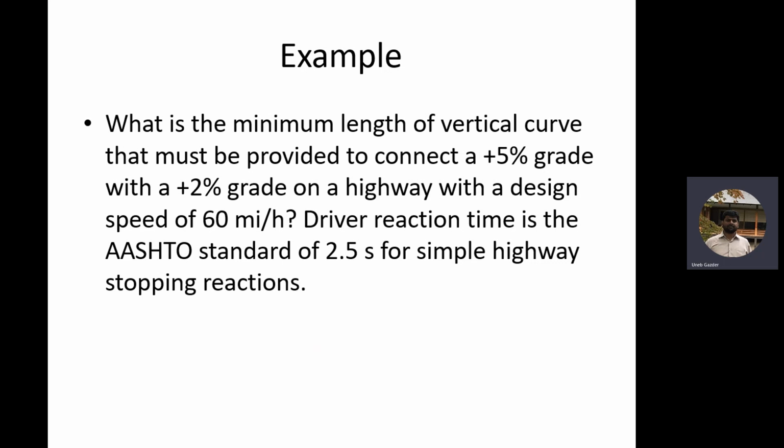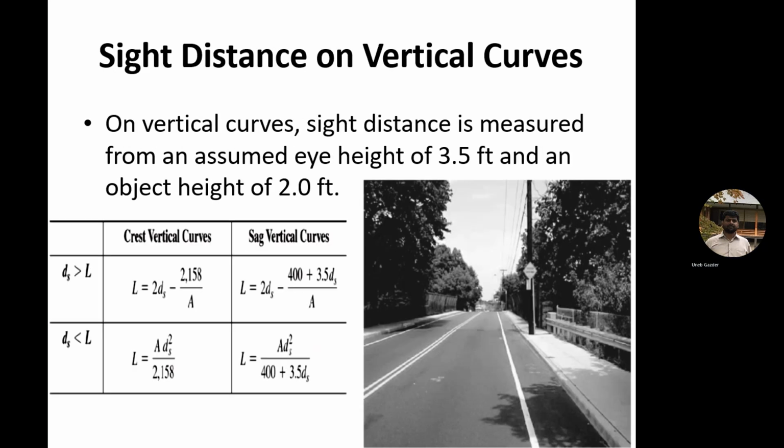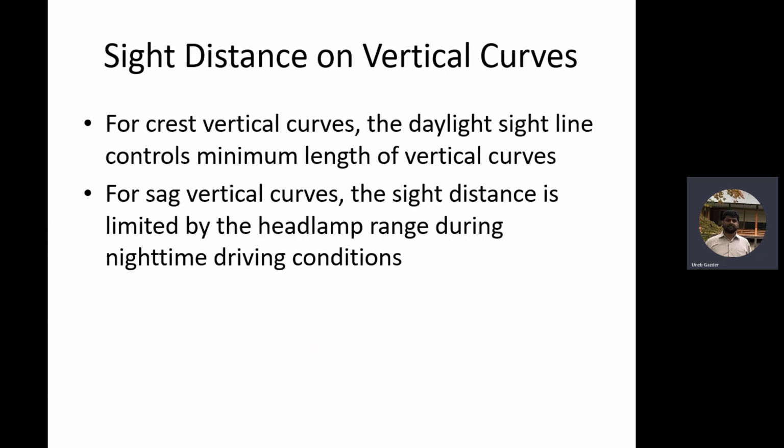So first thing, I will look for an equation from the second column. I can either take the first one, assuming that ds is more than L, sight distance more than L, or I can assume the second one, assuming that ds is less than L. So for that I must know ds, right? So let us calculate ds because it is required in the equation as well.